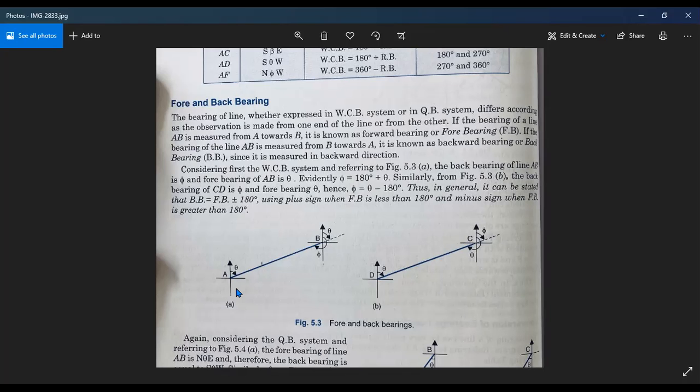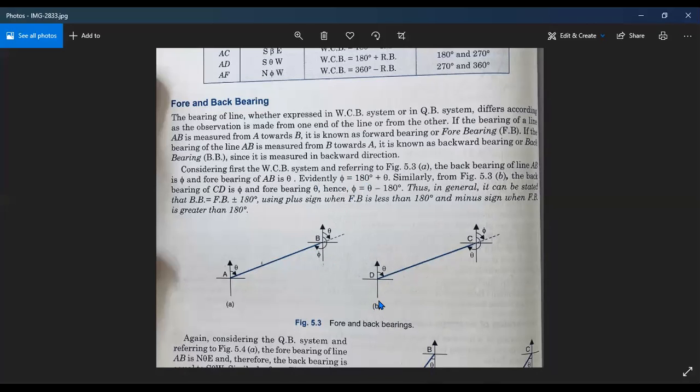Next, back bearing. From A, if you sight B, it is a fore bearing. And from B, if you sight A, it is called the back bearing. So once you know the fore bearing, and you shift your instrument to the next point and sight the previous point, it gives you the back bearing. Considering first the whole circle bearing system and referring to figure 5.3A, the back bearing of line AB is phi. The fore bearing of line AB is theta here. So the back bearing of any line is 180 degrees plus theta or 180 degrees minus theta.